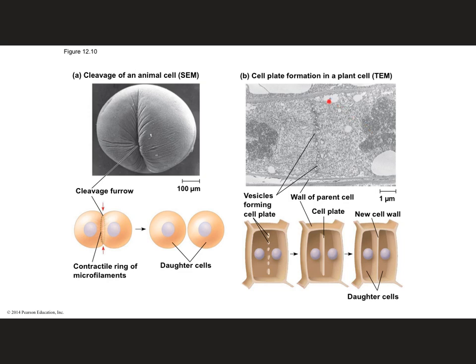On the other side, you see how plant cells divide, and in plant cells, rather than a cleavage furrow, there's a cell plate that actually forms between the two cells. And so you can see here the formation of the cell plate, and then there's a new cell wall, and then the daughter cells. This is different because in animal cells, the cells are separate from one another, whereas in plant cells, you can see that they are still adjacent to one another.